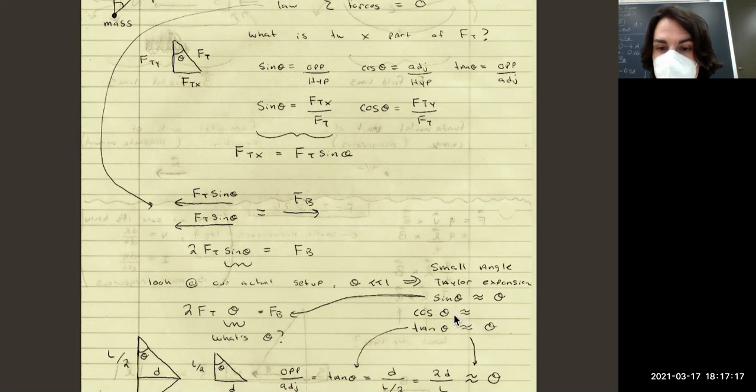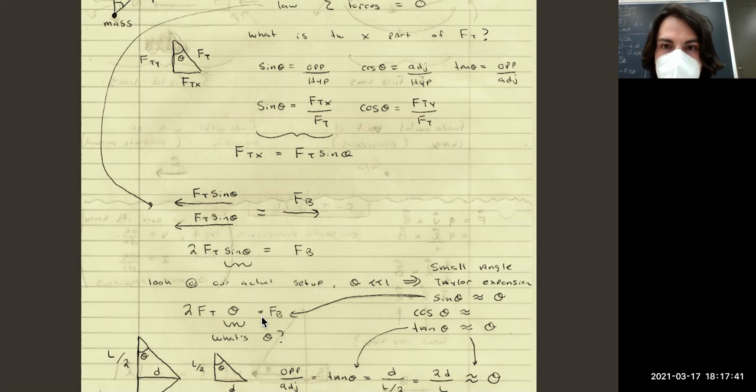Oh, I didn't write this down. We don't use it here, but it's 1 minus 1/2 theta squared, I think, for the first two terms in the cos one. But anyway, the two that we use are that sine theta is equal to theta and tan theta is equal to theta. The first thing we're going to use is that sine theta is equal to theta. So this equation, using the small angle approximation, becomes this thing.